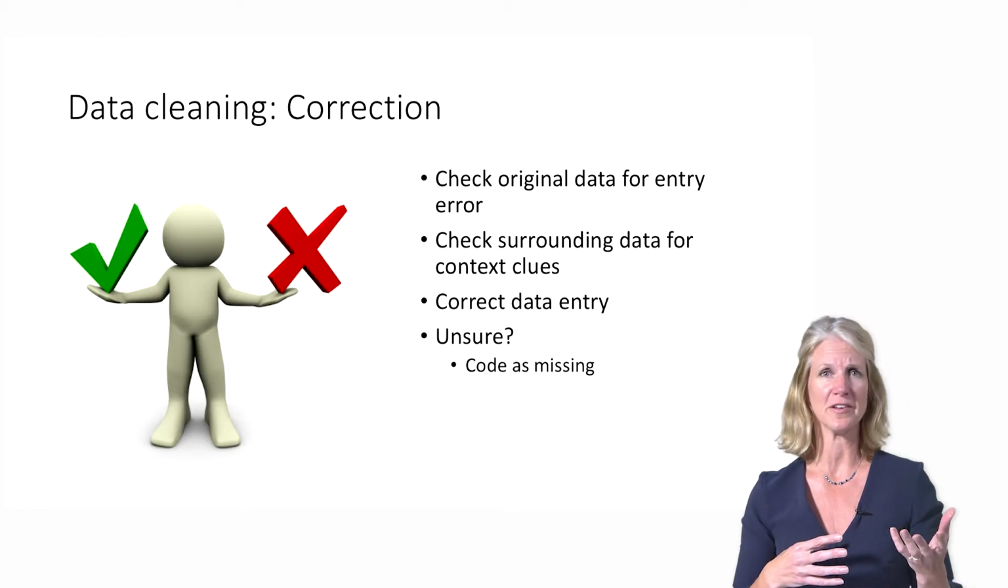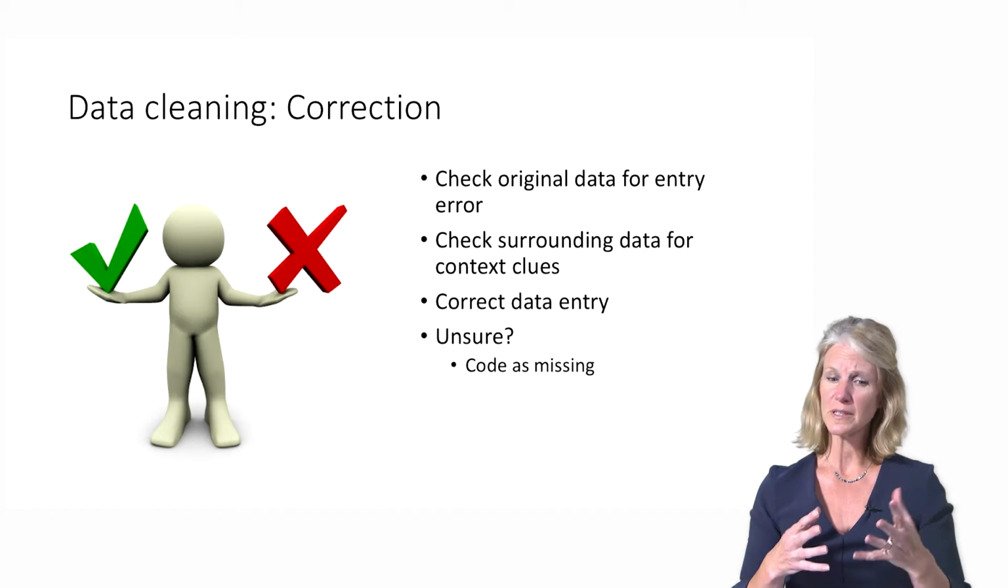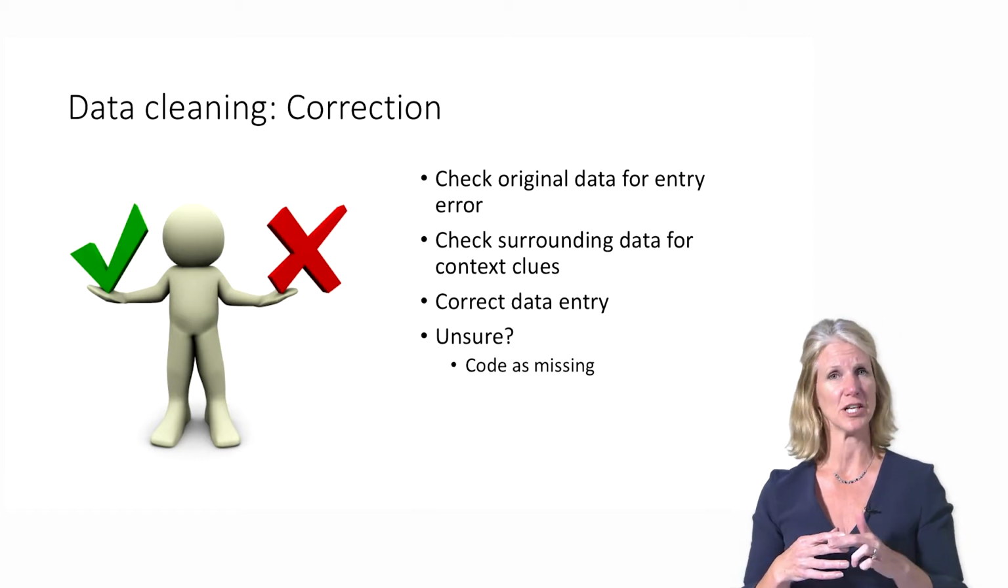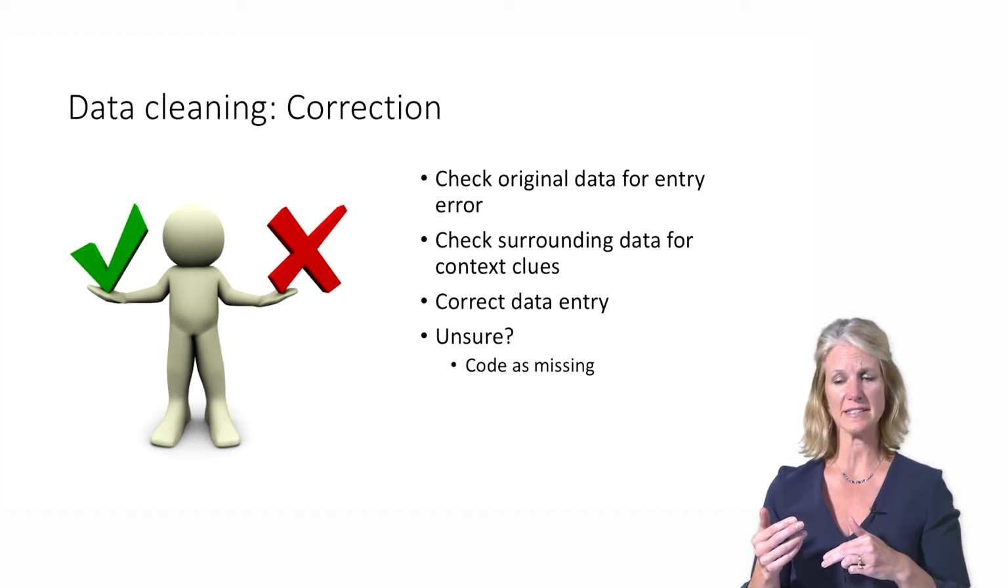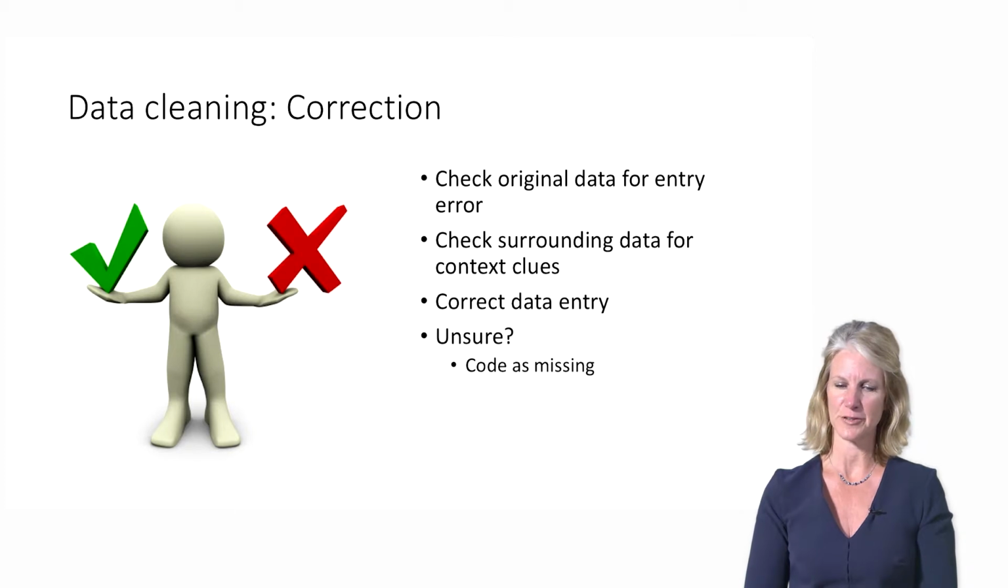For example, there might be another question that's related to it that would inform it. If possible, you do want to correct the data so you can retain that variable and the case for further analysis. However, if you're unsure, the most conservative and safest bet is to code that as a missing entry.